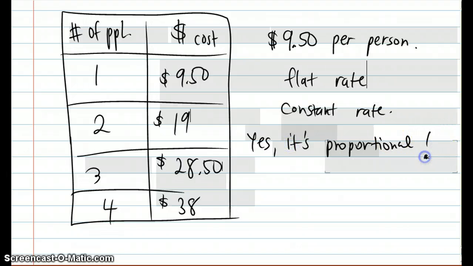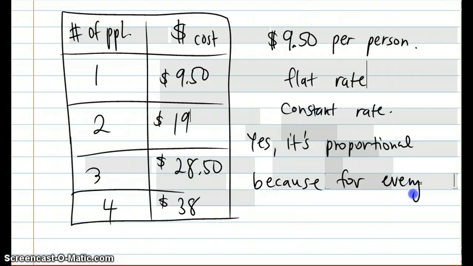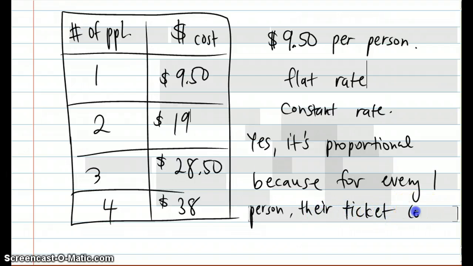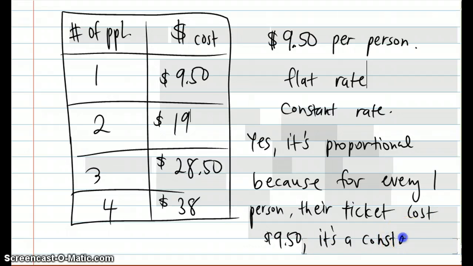It's proportional. Okay, and give an explanation. Because for every 1 person, their ticket costs $9.50. It's a constant value. Okay. That's how we would completely answer the question.